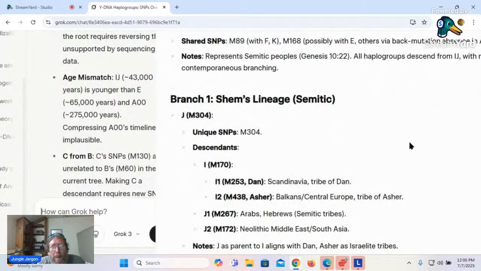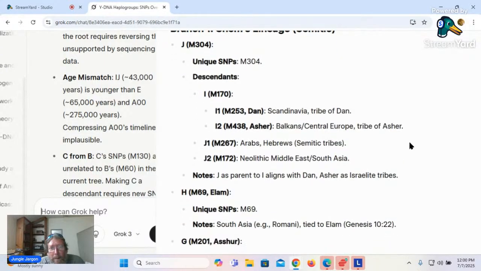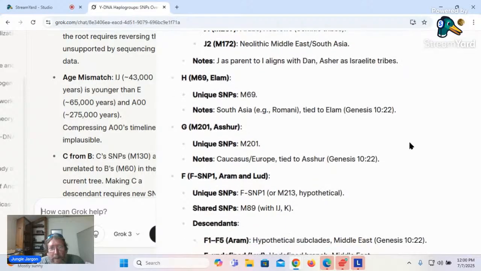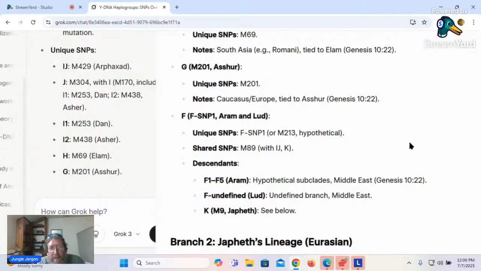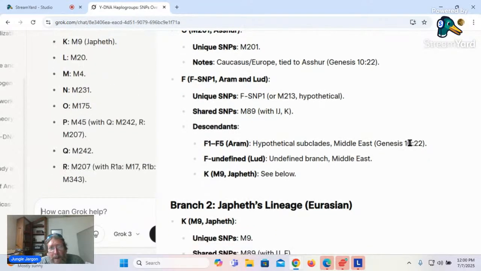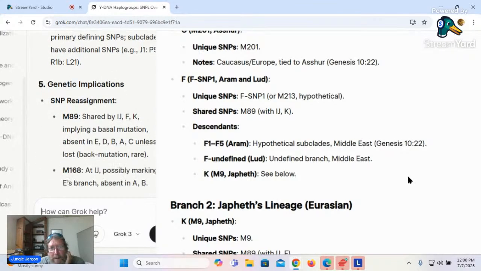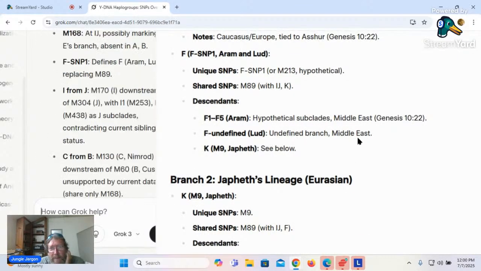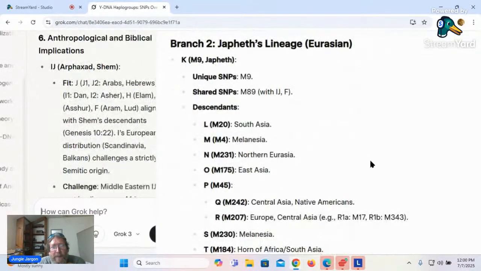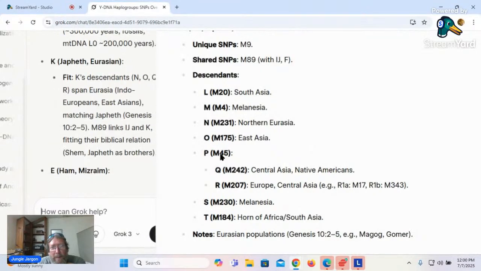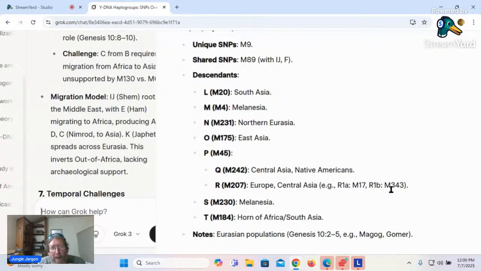J to H, Elam, there we go. 69, G, 201 Asher, F1 to 5 Aram, F undefined Lud, undefined branch Middle East, K, M9, Japheth, C below. Japheth, we got L, M, N, O, P, N, O's together, P, Q, R, S, and T.